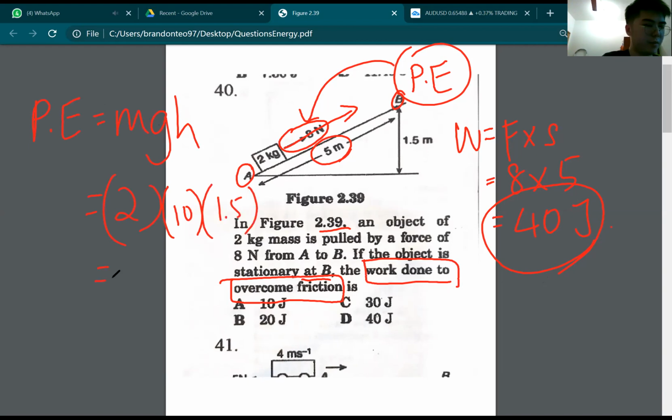Okay, what is the answer? 30. So you get 30 here, 30 joules. Now, here's the important part.